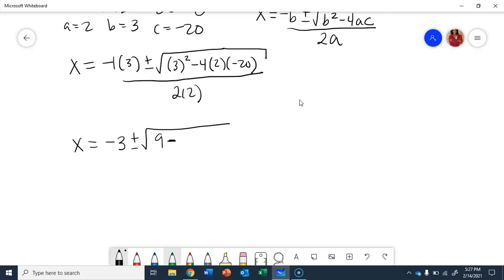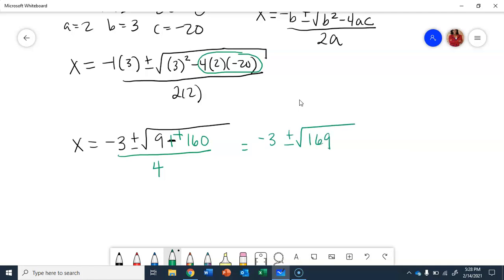And then again, this is the part I would plug into the calculator. So I'm going to say 4 times 2, which I know is 8. 4 times 2 is 8. 8 times negative 20 is negative 160. All divided by 2 times 2 is 4. So this minus minus becomes a plus plus. And then I have negative 3 plus minus the square root of 169, all divided by 4.